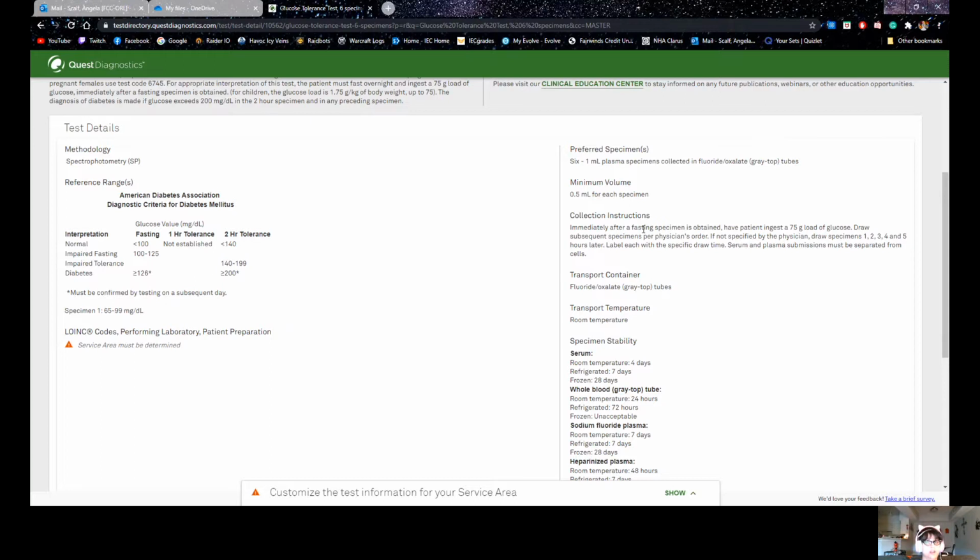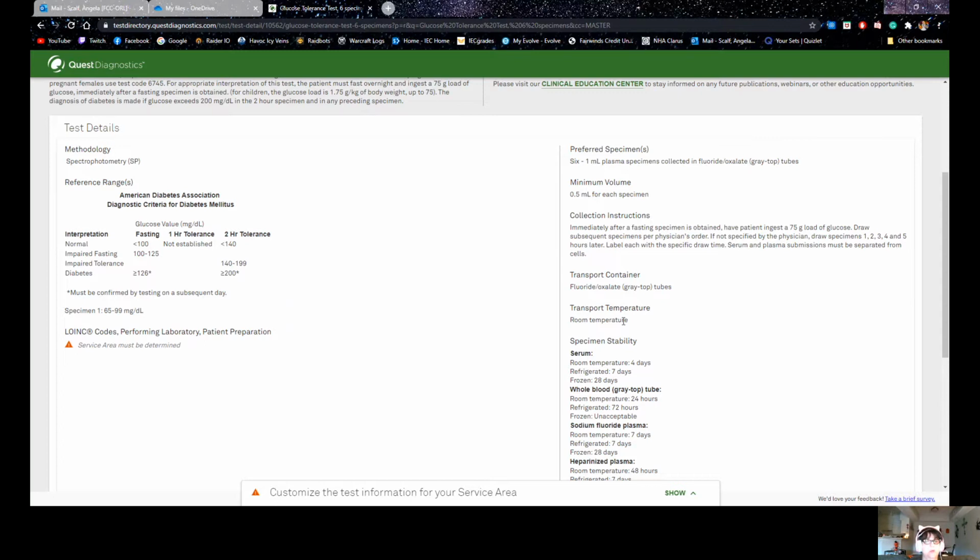Okay, special instructions. Yeah, we have the patient ingest 75 grams of sugar. All right, that's that sweet syrupy stuff. And then we wait and we draw the blood. And that fluoride oxalate is what helps preserve and keep the test.